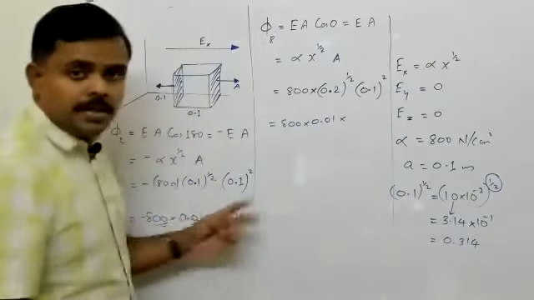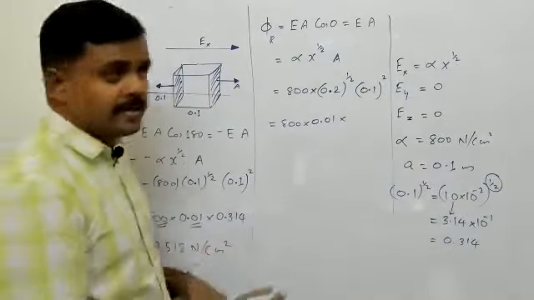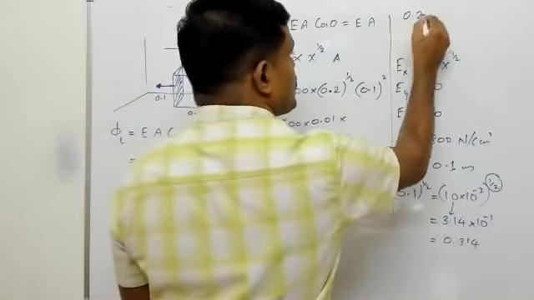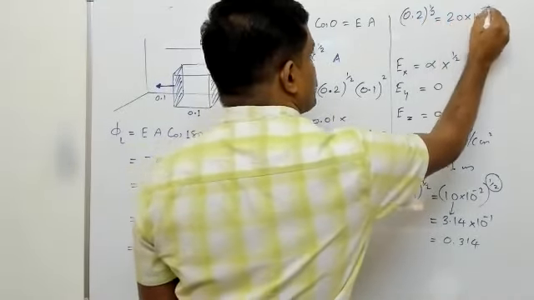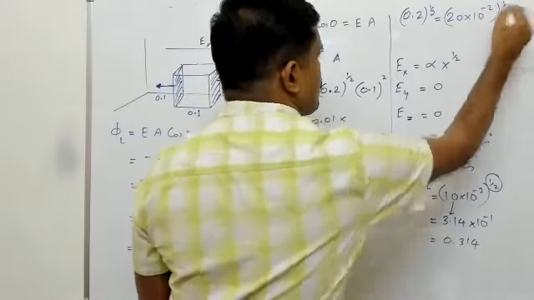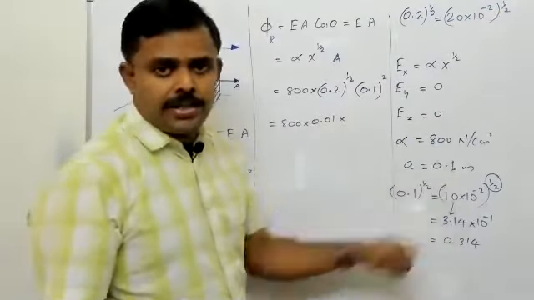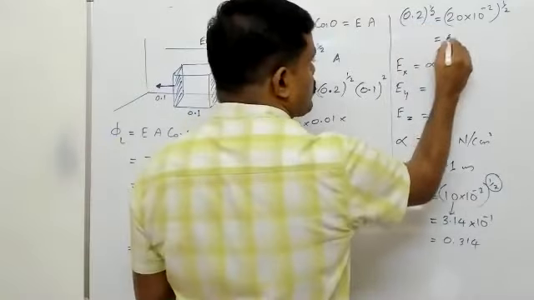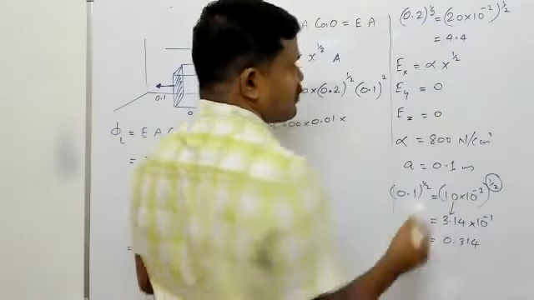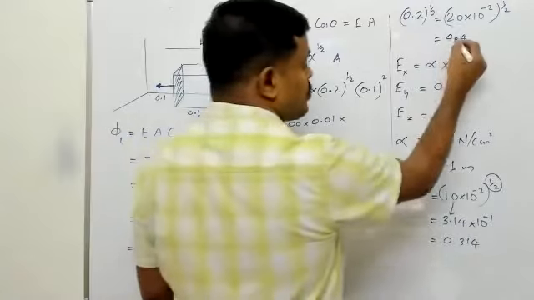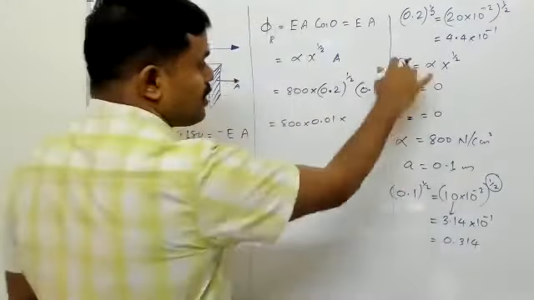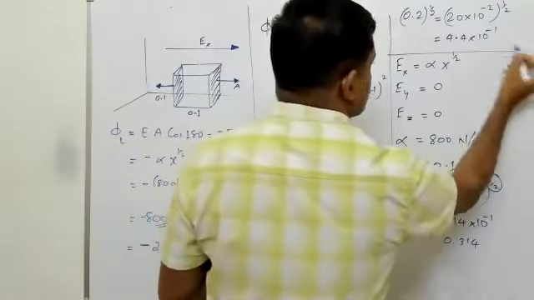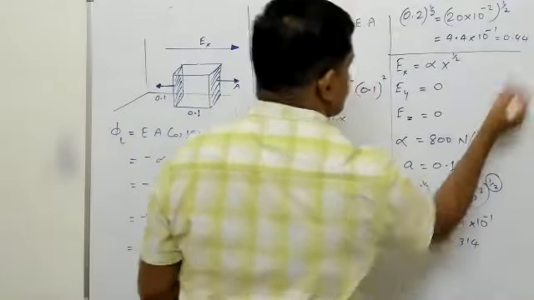0.01 into 0.2 raised to half. I have to find 0.2 raised to half. It is better written as 20 into 10 power minus 2 raised to half, like I did here. The square root of 20 is roughly 4.4. You can calculate it yourself with a calculator, into 10 power minus 1. I'm taking a rough value. One place down it is 0.44.